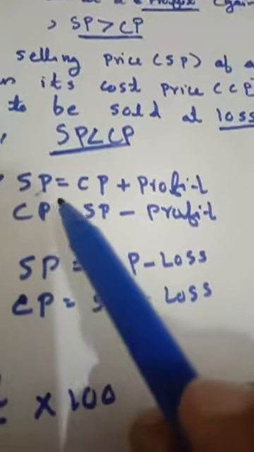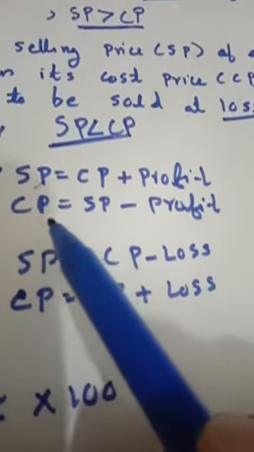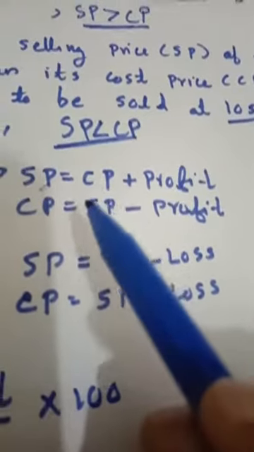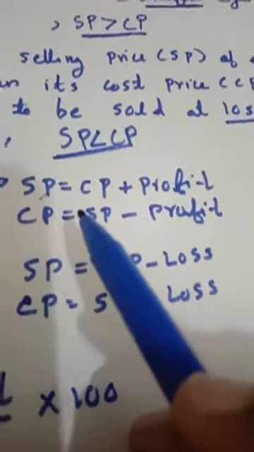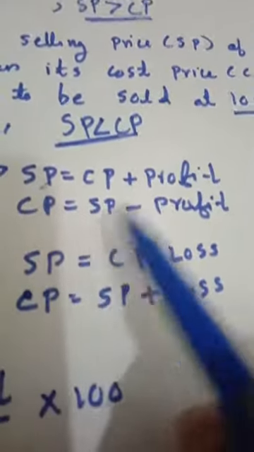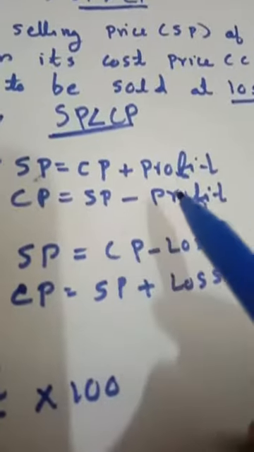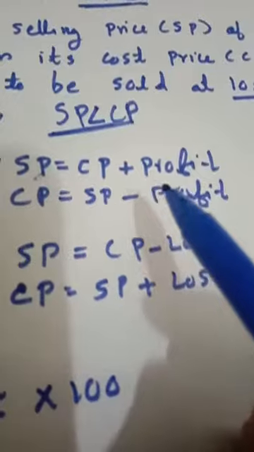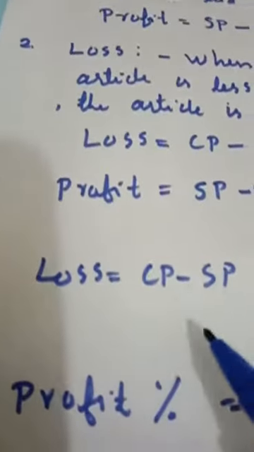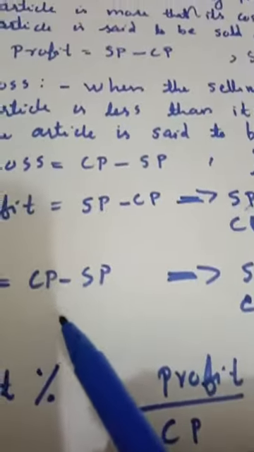Then how to find CP? Always CP is less in the case of profit. In the case of profit, SP is greater and CP is less. So to get a smaller quantity, we subtract: CP is equal to SP minus profit.